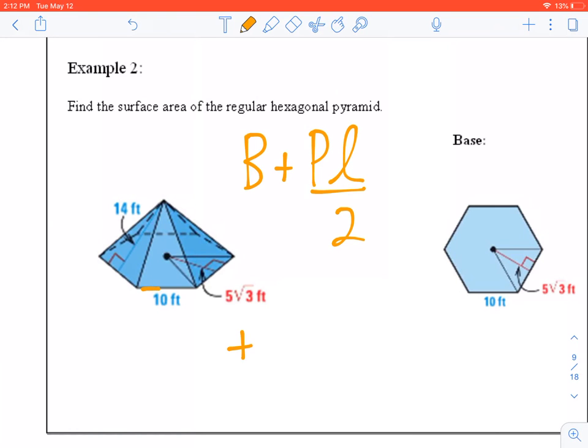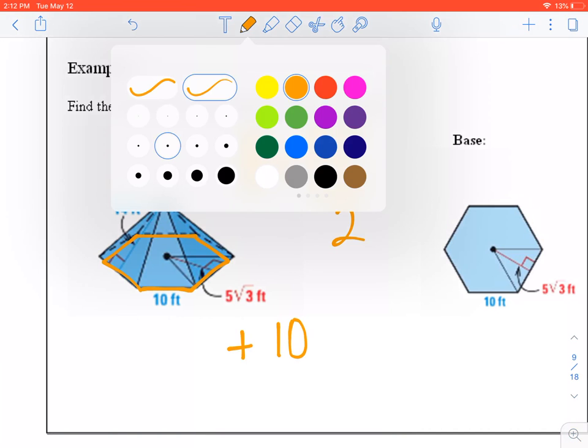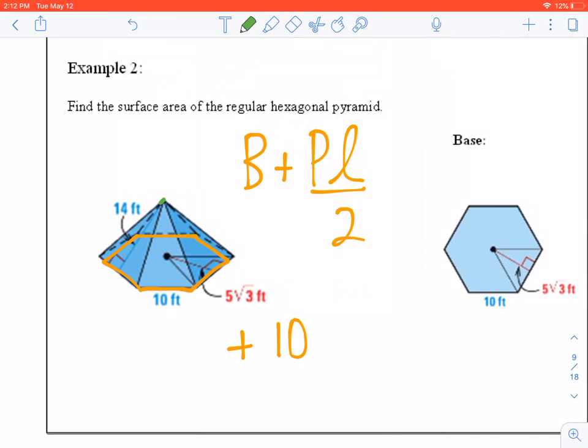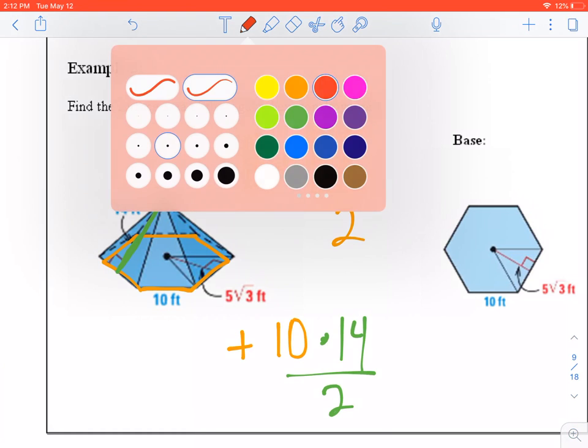Perimeter of the base, 10 plus 10 plus 10 plus 10 plus 10 plus 10. Slant height, that's the height coming down the actual triangle. Here they actually tell us it. It is 14. So we have the right-hand piece. Now we just need the area of our base. Your base is a regular hexagon.